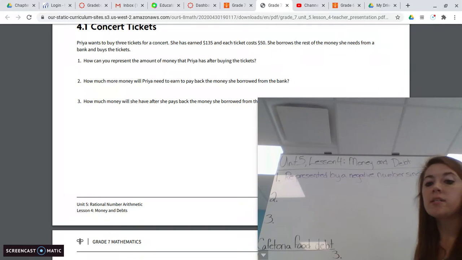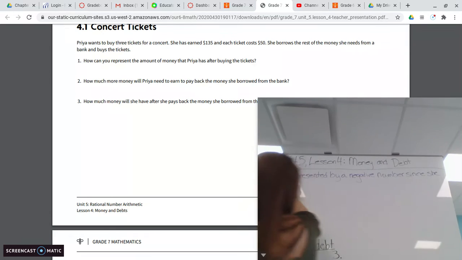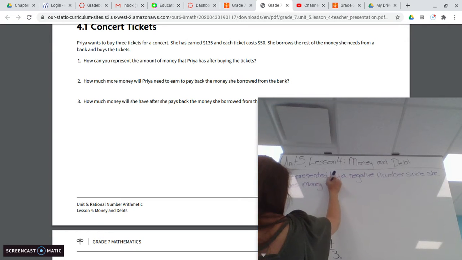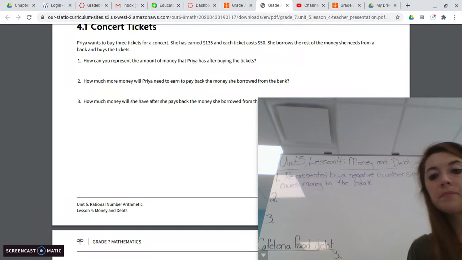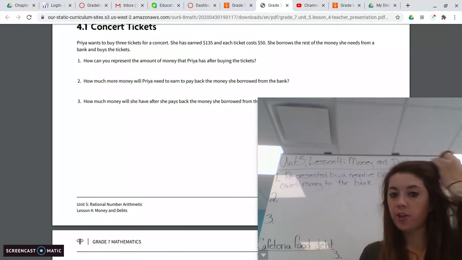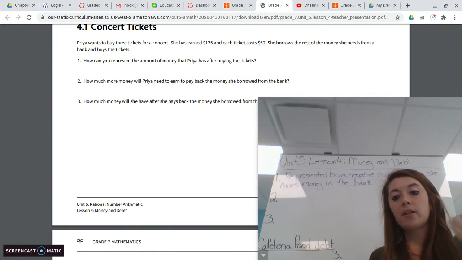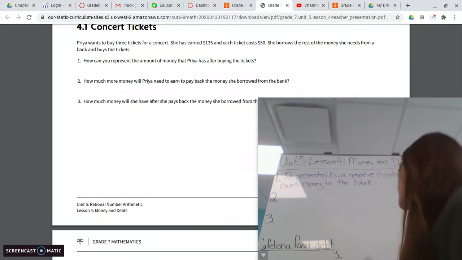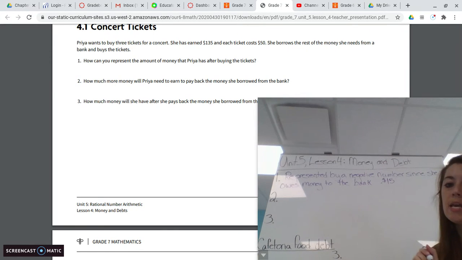And it's a negative number since she owes money to the bank. Now, how much money does she owe? If she had $135 and each ticket costs $50, so she's buying 3 tickets, so 50, 100, 150. So what's the difference between 150 and 135? 15. So that number would be a negative 15.